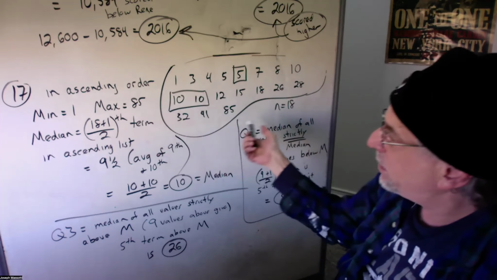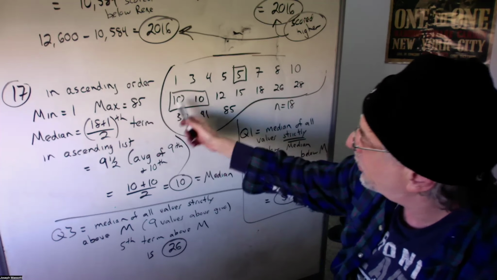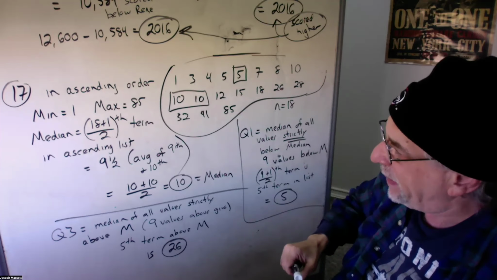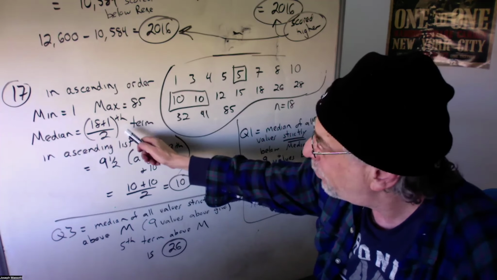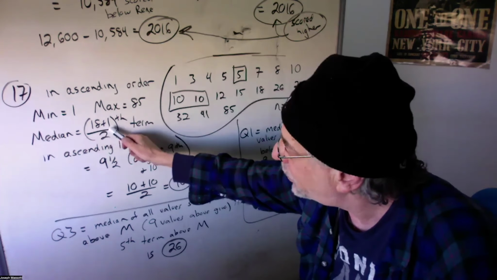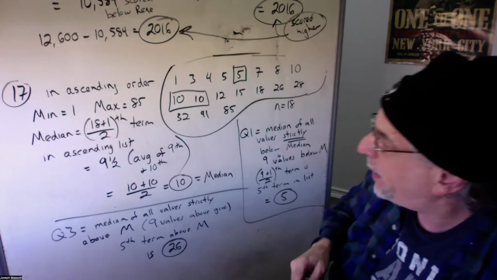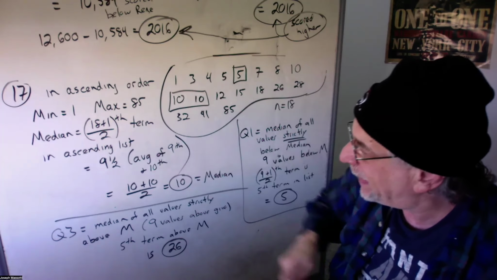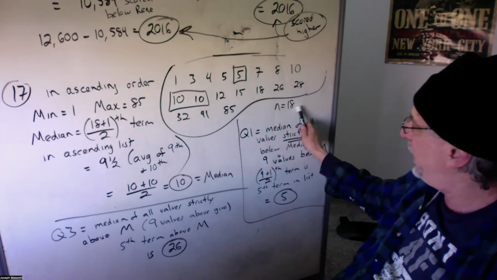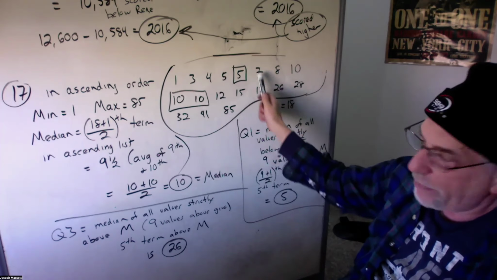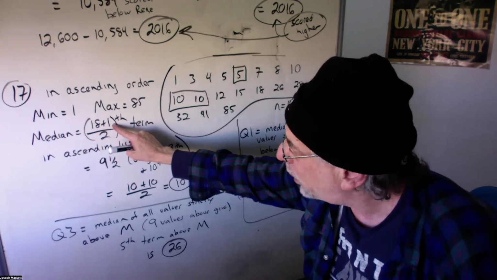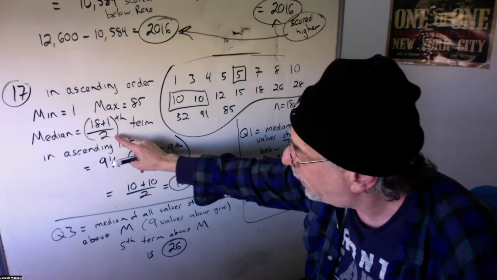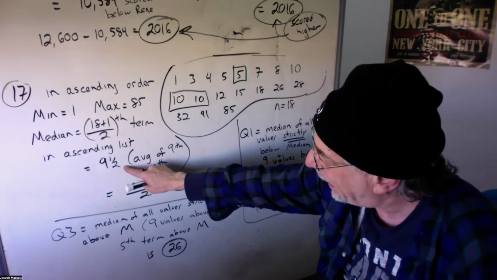So you put it in ascending order. The minimum and maximum we're not really asked for, but that's pretty obvious, right? The minimum is 1, the maximum is 85. The median, remember we said we take the number of values, add 1 to it, and divide by 2, and it's that term in the ascending list. So 18 values in the data set. 18 plus 1 is 19 over 2. 19 over 2 is 9.5.